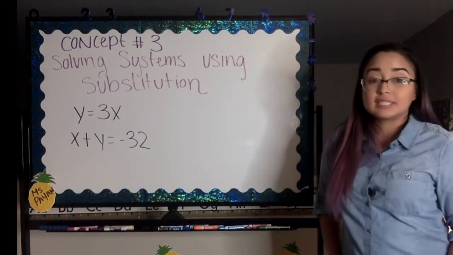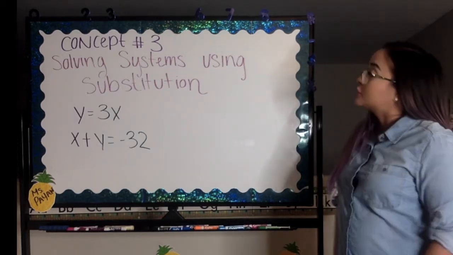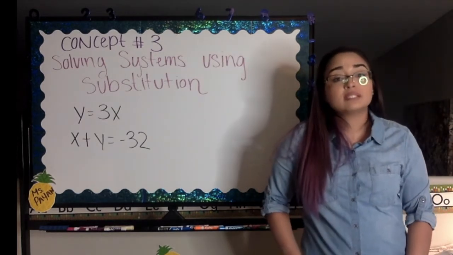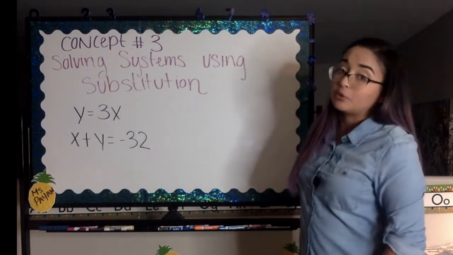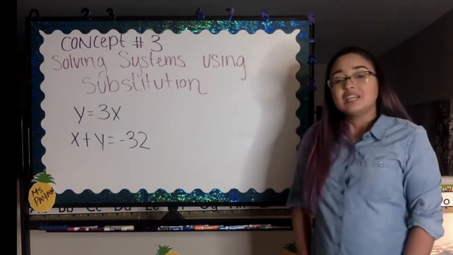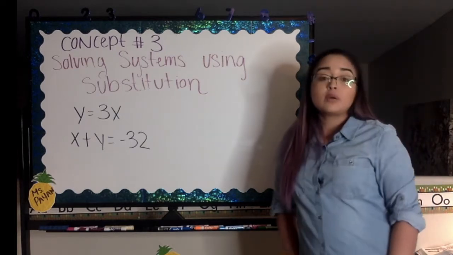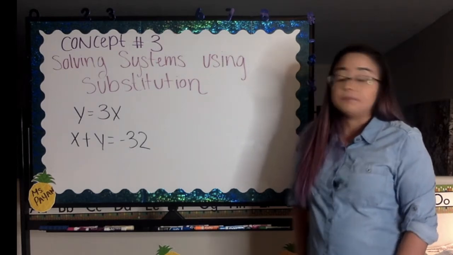Today we are going to get started on concept number 3, which is solving systems by using substitution. Previously we learned how to solve systems by graphing. We're moving on to using substitution. When we are using this method, we are given information a little differently.